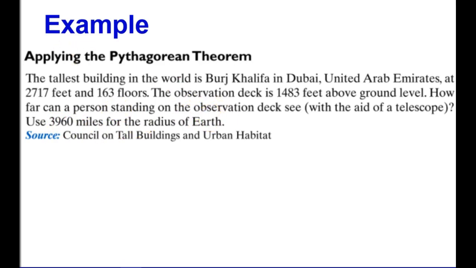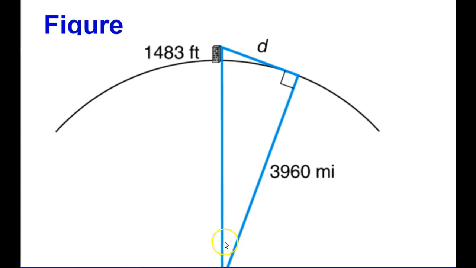The first thing we always want to do is draw a picture. And here's our picture. We're going to use the radius of the Earth, because I know this distance now, and I know this entire distance, so I'm finding the third side of a right triangle.